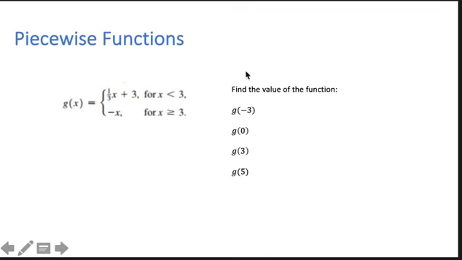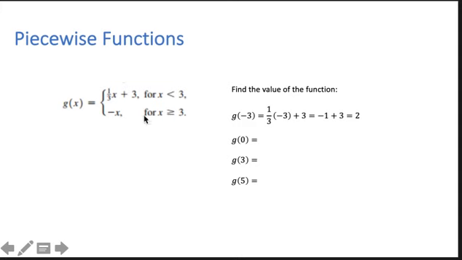So using that definition, I'd like you to try to find these four function values. Find g of -3, then 0, then 3, then 5. Pause the screencast, see if you get it right. So for g of -3, -3 is less than 3, so we're going to plug it into the first piece. And we get the value of 2.